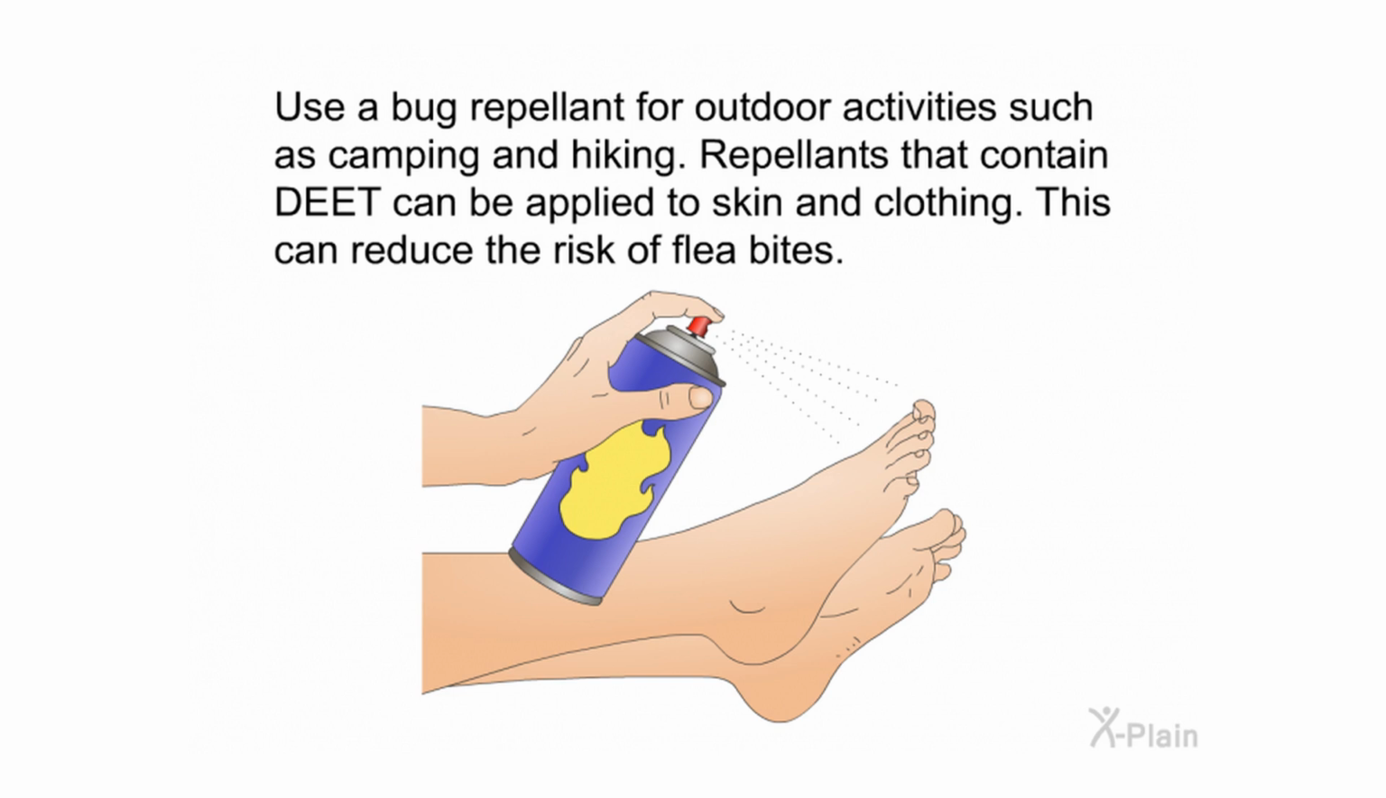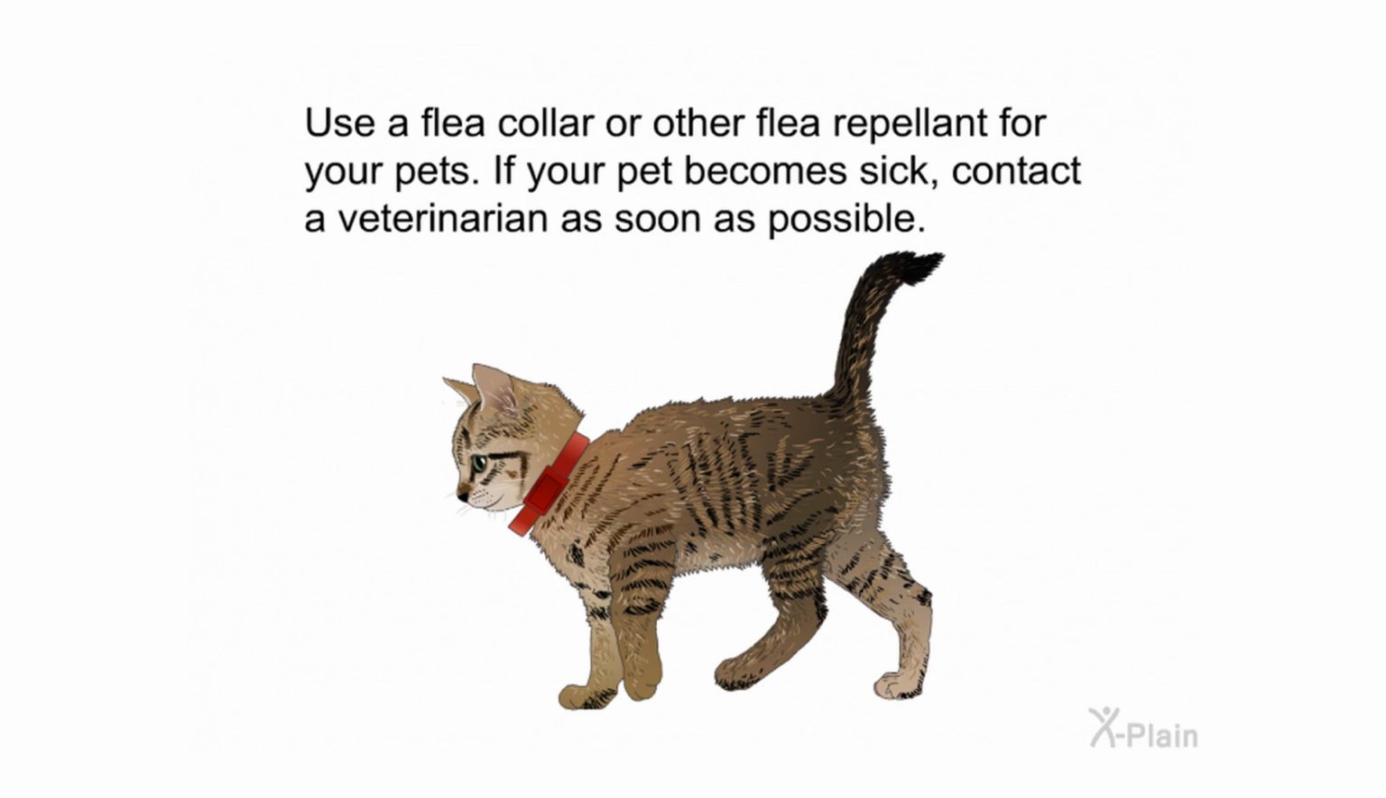Use a bug repellent for outdoor activities such as camping and hiking. Repellents that contain DEET can be applied to skin and clothing. This can reduce the risk of flea bites. Use a flea collar or other flea repellent for your pets. If your pet becomes sick, contact a veterinarian as soon as possible.